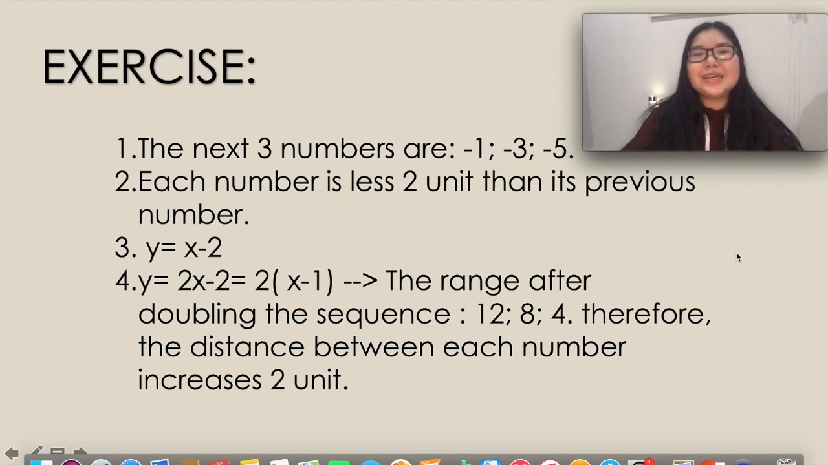Today for this video, I would love to share with you about solving quadratic equations. But first, please come back to the exercise I gave you in the previous video.